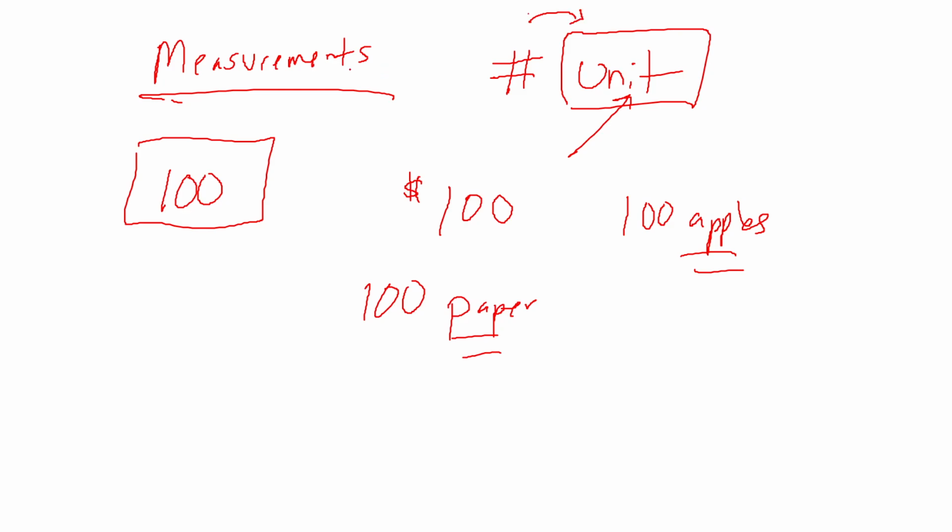So they always need to be together. You should never ever have just a number hanging out there by itself. It always needs a unit. It tells people what is going on with that value and what you're actually referring to.